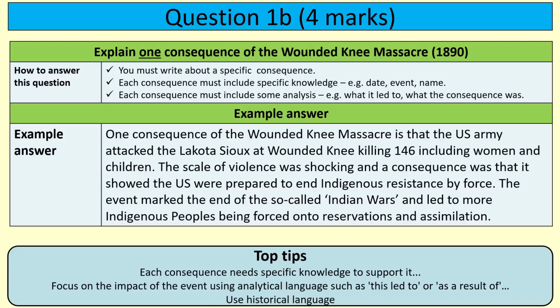So later on in the spec, we're looking at explain one consequence of the Wounded Knee Massacre of 1890. So again, remember to write about specific consequence, specific knowledge such as date, event, name, place, etc. And each consequence must include some analysis, what it led to, what the consequence was. So one consequence of the Wounded Knee Massacre is that the US Army attacked the Lakota Sioux at Wounded Knee, killing 146, including women and children.